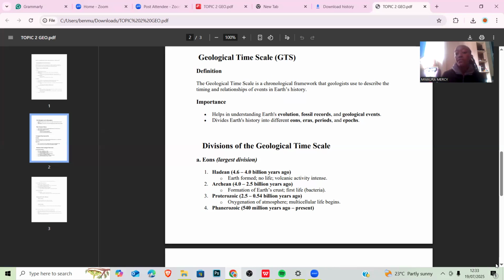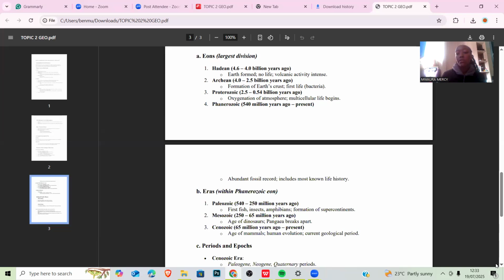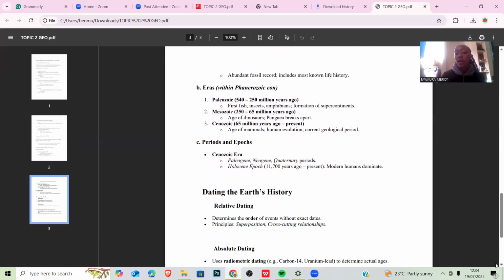The division of the geological timescale is usually not that examinable, but these are the divisions. There are the eons, which include the Hadean, Archean, Proterozoic, Phanerozoic. The eras include Paleozoic, which refers to the first fish, insects, amphibians, and formation of supercontinents at that time. Mesozoic is the age of dinosaurs, when Pangea breaks apart. Cenozoic, age of mammals, human evolution, the current geological era.